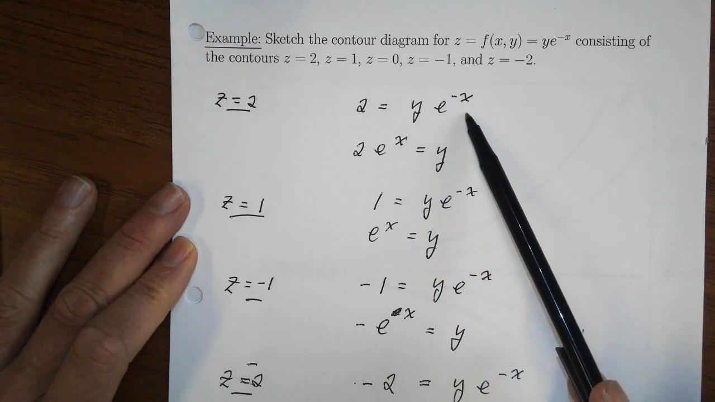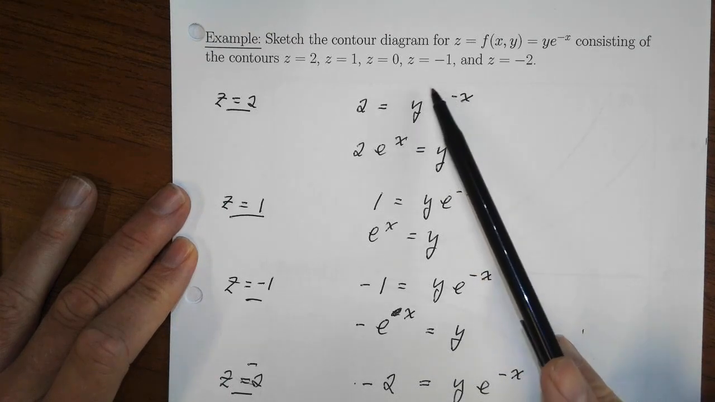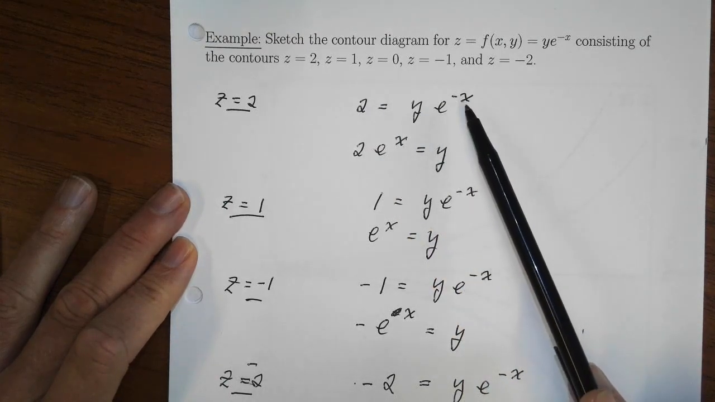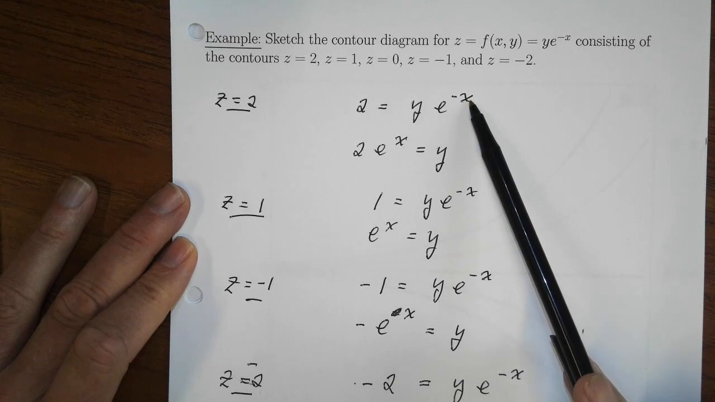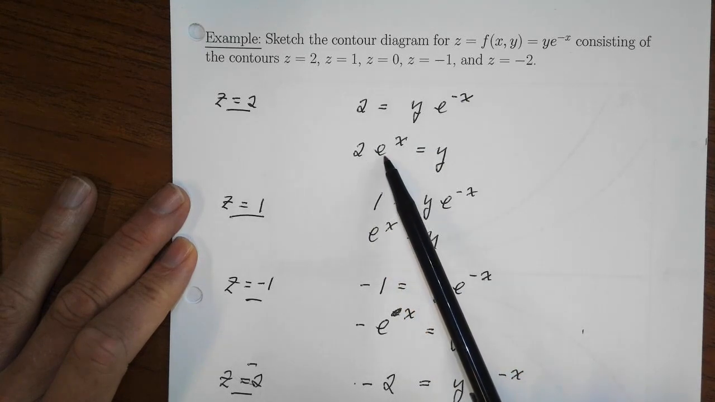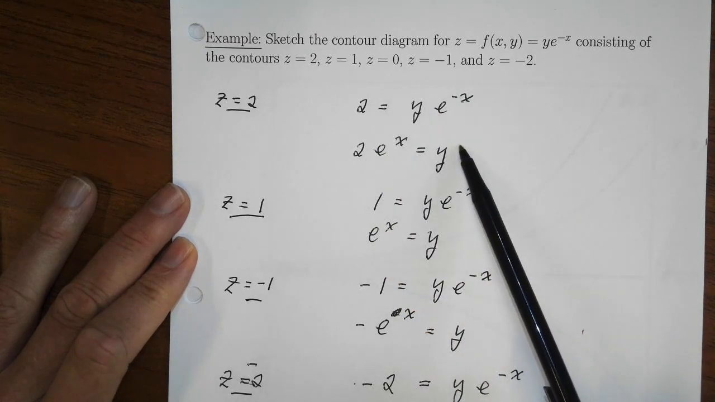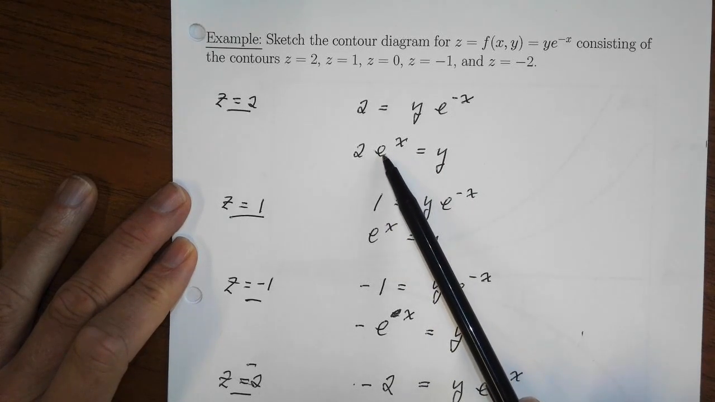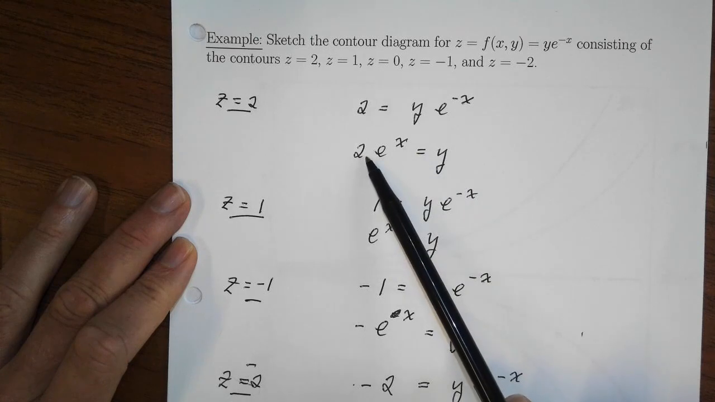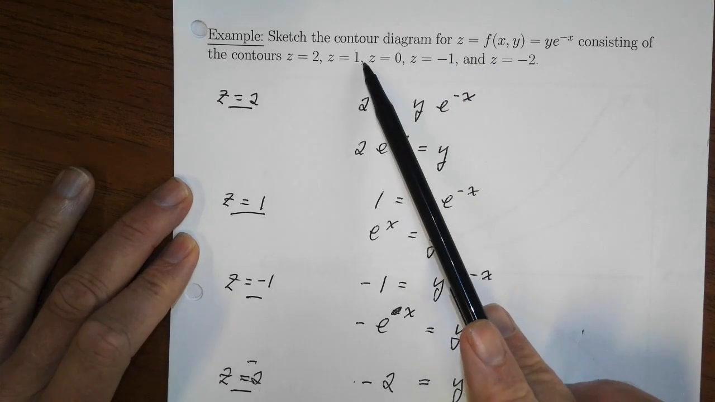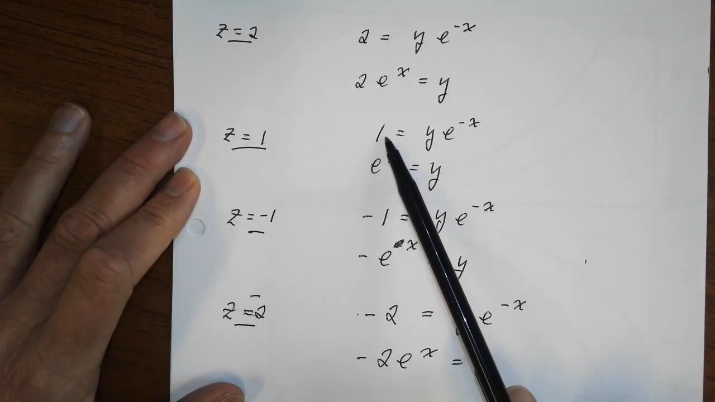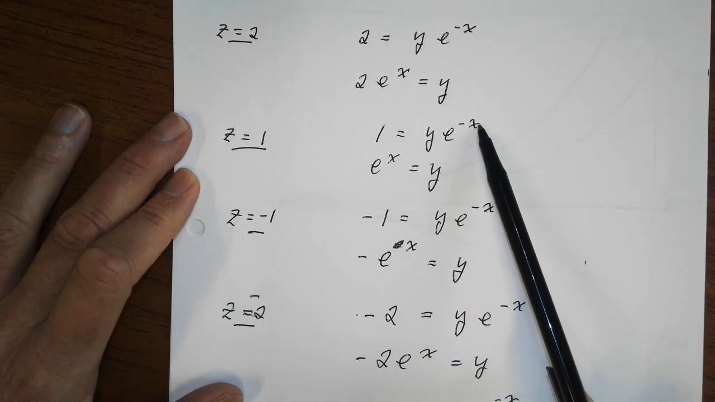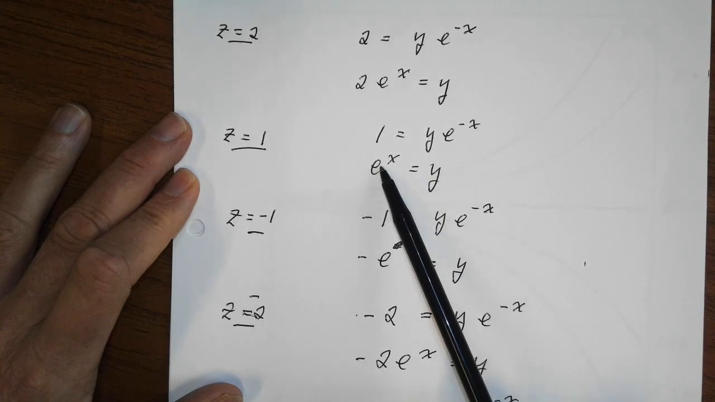So if you can, it really helps to be able to solve this equation for y. If I multiply each side by e to the x, I would have 2e to the x here, and the exponentials would cancel here. So I'd have y equals 2e to the x. This is our familiar exponential graph that's been stretched by a factor of 2. That's pretty easy to graph. If z is 1, we could do the same sort of thing. 1 equals y e to the negative x. So y equals e to the x. That's easy to graph too.